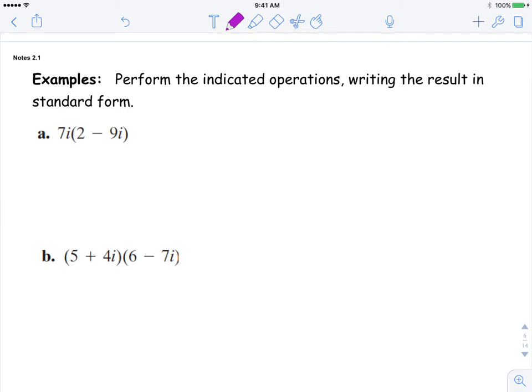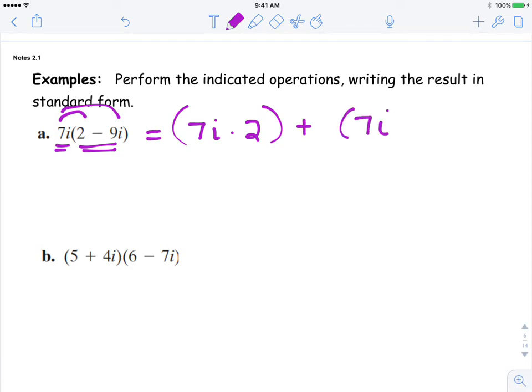Now we're going to go ahead and multiply. When we multiply, we're going to distribute this complex number into both the real and the imaginary. So we have 7i times 2 plus 7i and negative 9i. 7i times 2 is 14i. 7i times negative 9i is negative 63i squared.